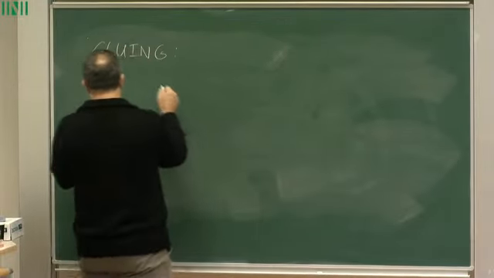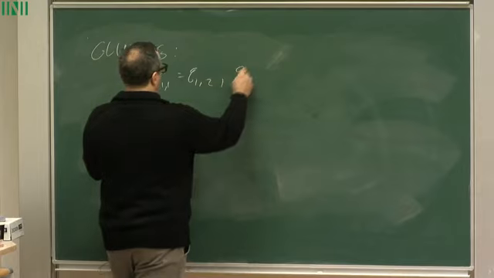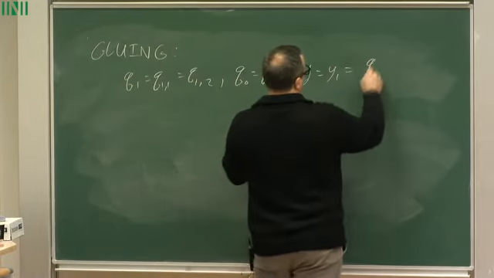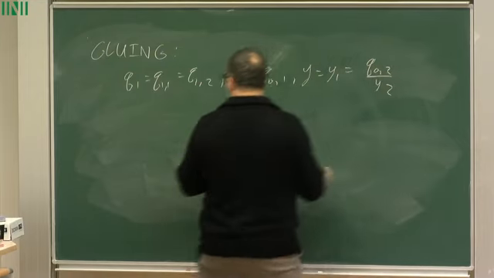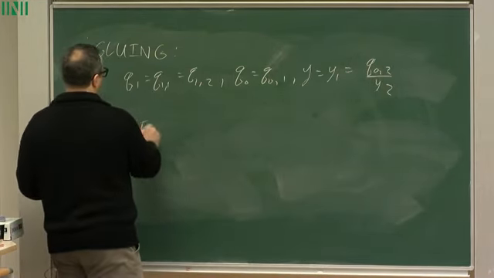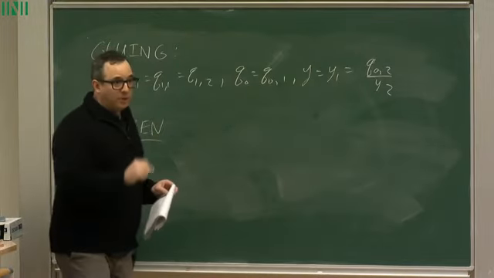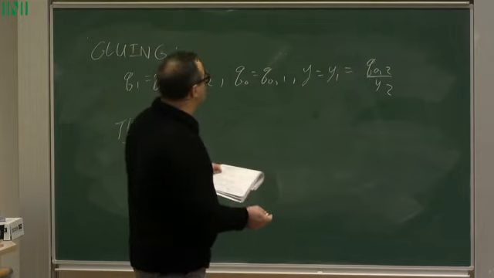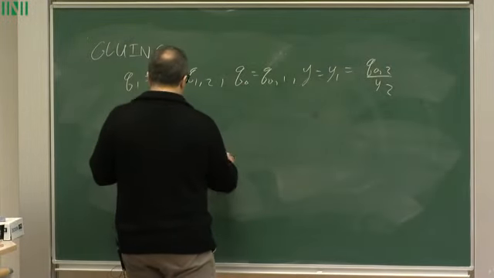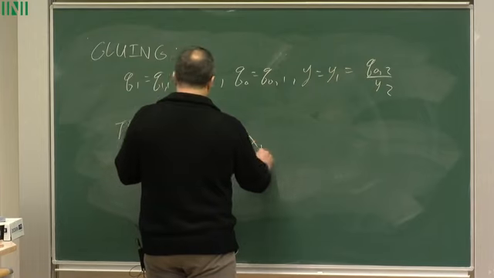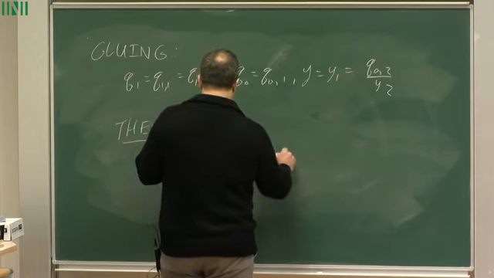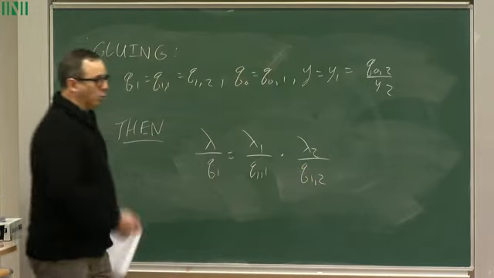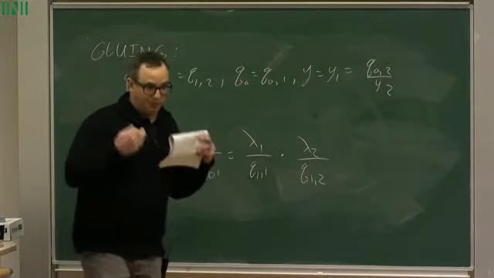q1 equals q11 equals q12, q naught equal q naught 1, y equal y1 equal q naught 2 over y2. Then, if lambda is the generalized functional invariant for the internal fibration on q5 tilde check, then lambda over q1 is lambda 1 over q11 times lambda 2 over q12. Okay, so gluing is multiplication of rational functions.